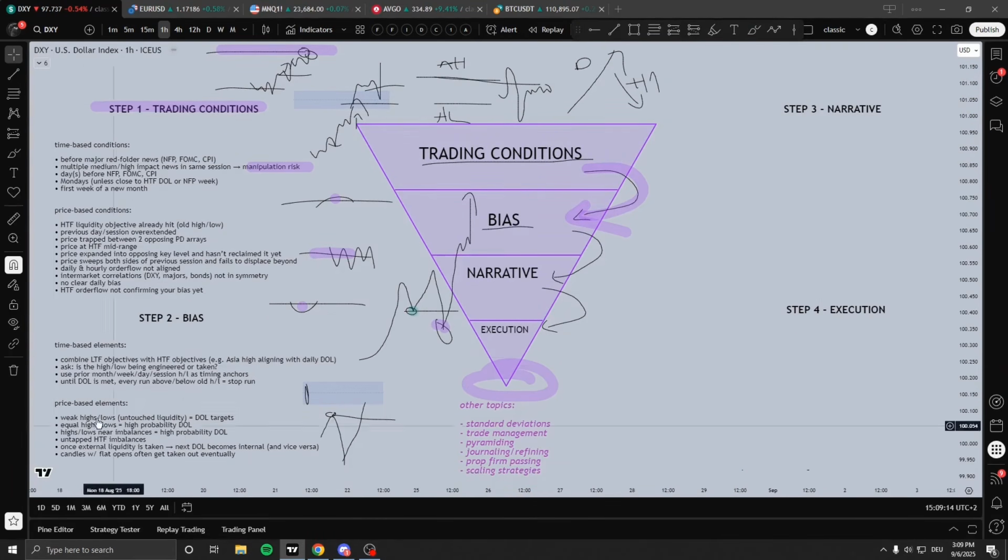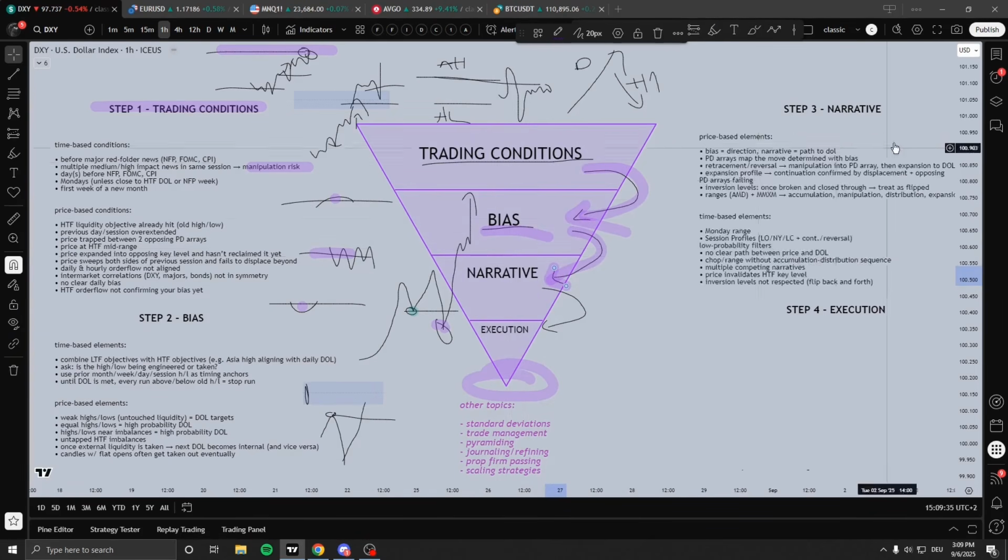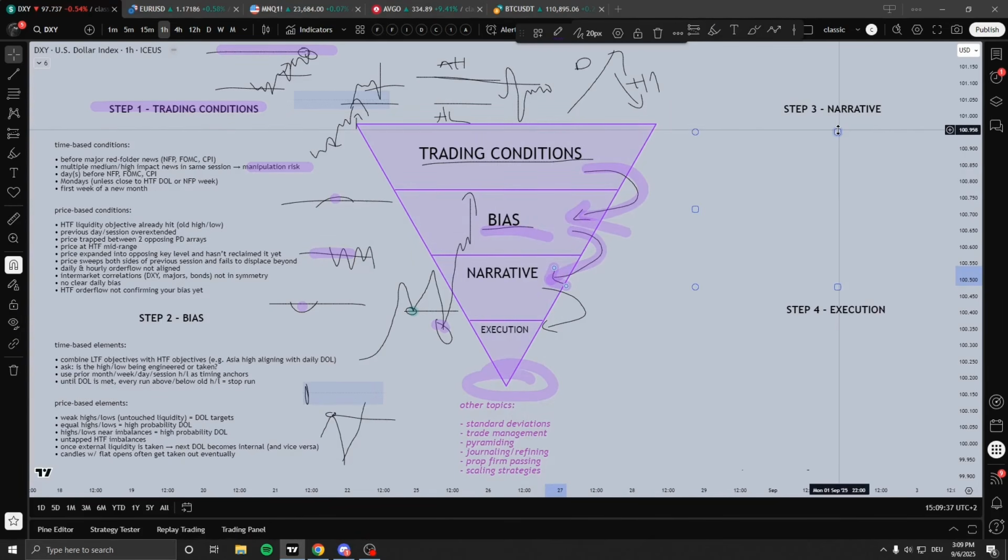So once you have then determined your bias, you say, okay, I do think tomorrow we will be bullish or bearish. Then you have passed stage 2 of the funnel, which is the bias, and you head over to narrative. So bias is direction, narrative is now how is price going to move from where it is right now to where I think it will be heading. And that's where narrative comes into play to help you map the path to your target, right?